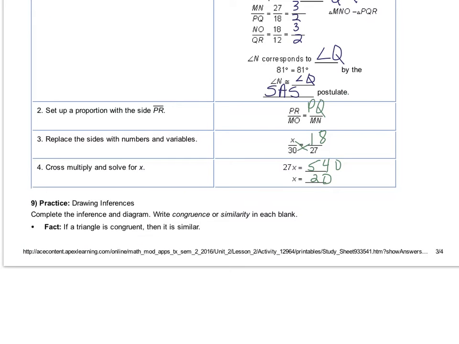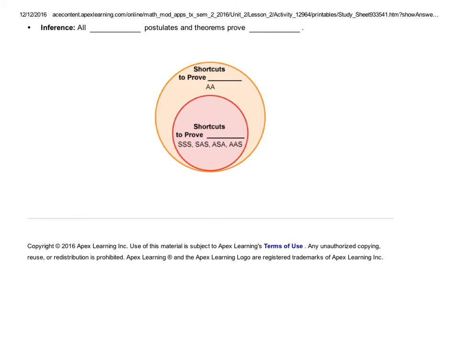Okay, so this part right here, practice 9, it says drawing inferences. You're going to complete the inference and diagram, writing congruence or similarity in each blank. So it's a fact that if a triangle is congruent, then it is also similar. Now that right there, here's a hint for you, is probably going to show up on a quiz. Let's keep going. And so what is it that we can infer?